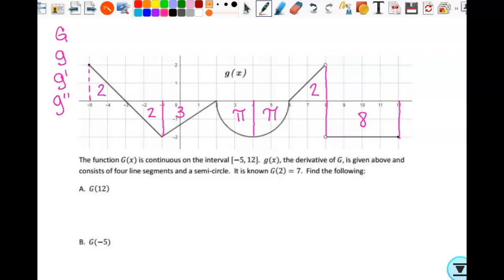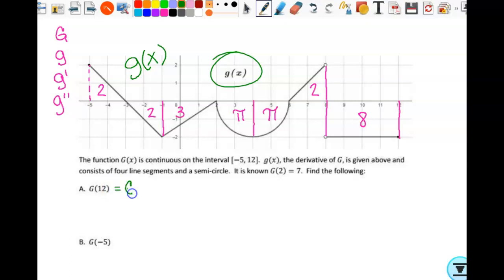All right, so the function g of x is continuous on the interval from -5 to 12. Lowercase g of x is the derivative of capital G, it even tells you that. Given above and consists of 4 line segments and a semicircle. All right, so we want to remind ourselves that this is lowercase g of x and not capital G of x. I mean, it says it right here. And we know G of 2 is equal to 7, and we want to find G of 12. So G of 2 is the only thing we know.